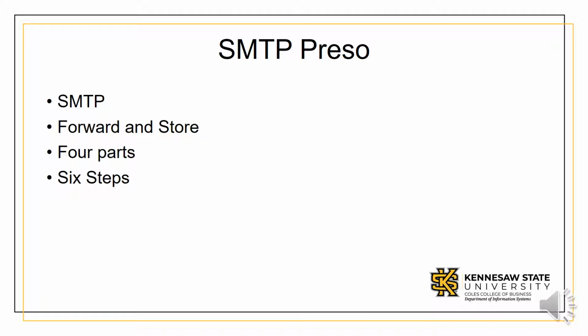Six steps. There are basically six steps to the process of email transmission. The message is sent by the MUA to the mail server's MSA. That is, again, the mail user agent to the mail submission agent. It then goes through port 25 from the server's MTA. The MSA and MTA are usually on the same SMTP server.